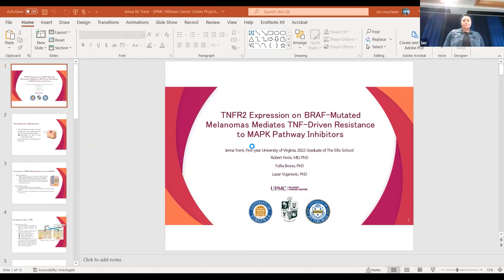So melanoma is the most lethal form of skin cancer that develops in the cells that produce melanin, responsible for roughly 80% of skin cancer-related deaths. In fact, an estimated 90% of melanomas can be directly attributed to UV radiation. Because of this exposure, mutations are more likely to occur.